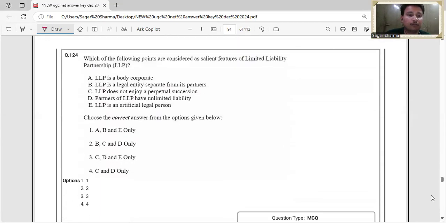124. Which of the following points are considered as salient features of LLP, Limited Liability Partnership? So LLP is a body corporate. Yes, it is a body corporate like a company. LLP is a legal entity separate from its partners. Yes, like a company characteristic. LLP does not enjoy a perpetual succession. No, it enjoys it. So it is not a characteristic. Partners of LLP have unlimited liability. No, it has limited liability like a company. LLP is an artificial legal person. Yes. So A, B, E are the characteristics of LLP.